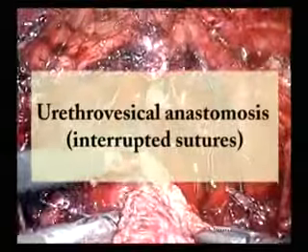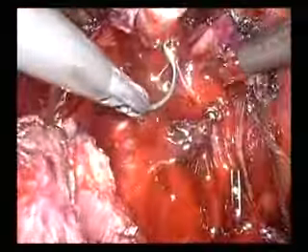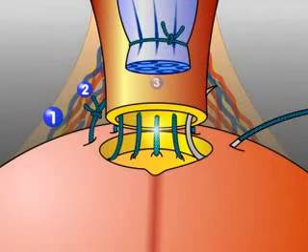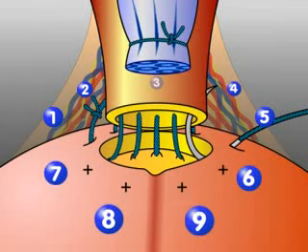A watertight urethrovesical anastomosis is now performed with 8 to 9 sutures. The sutures are systematically placed as shown in the diagram. At the end of the procedure, a 16 French Robinson drain is placed through the 5 mm right iliac fossa port site.